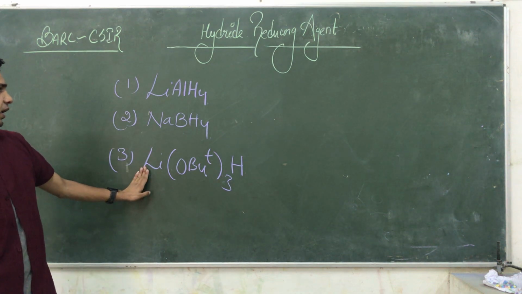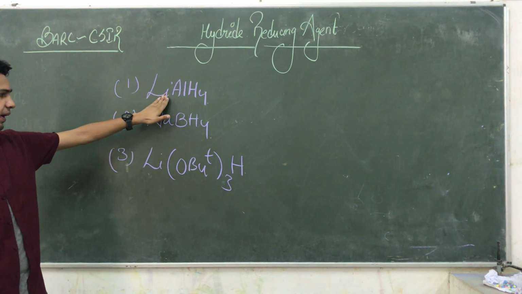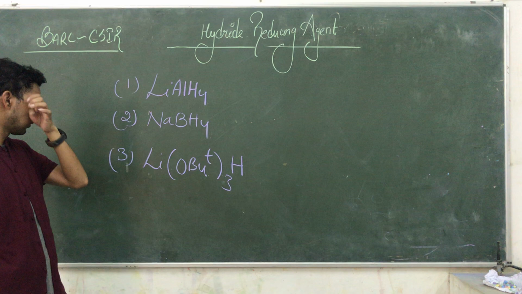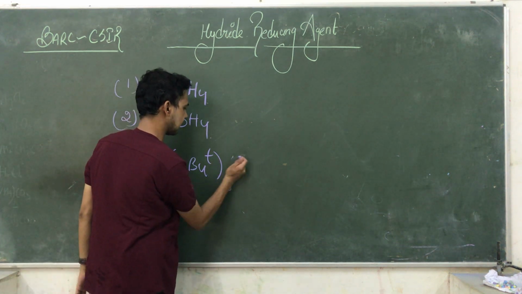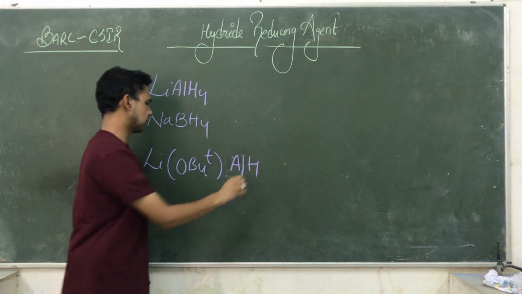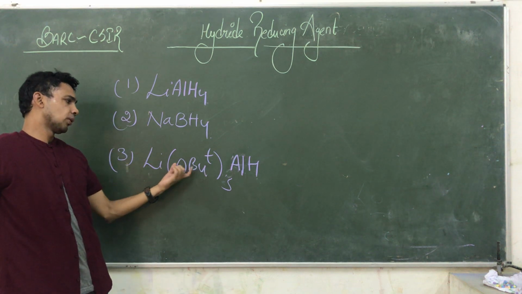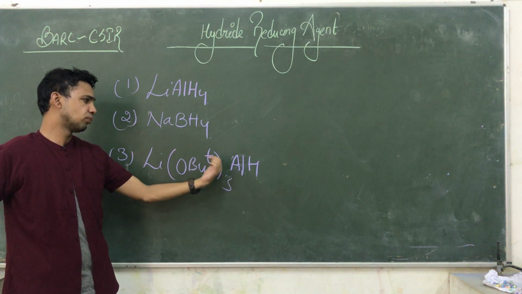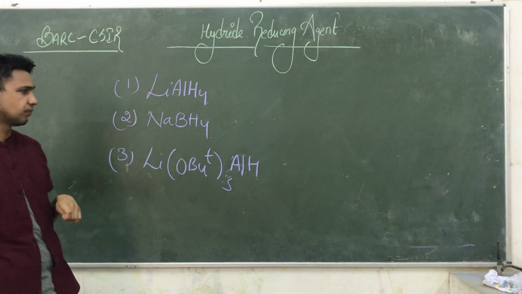The third one is another modified form of lithium aluminium hydride, generally an aluminium hydride. Its name is lithium tertiary butoxy aluminium hydride.